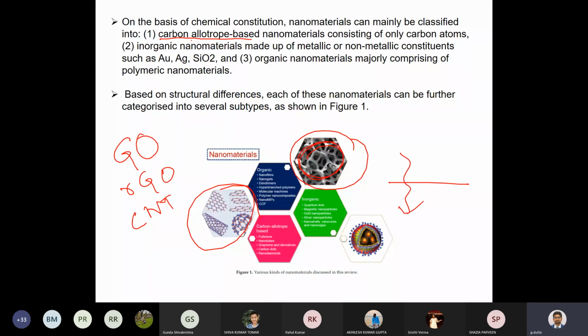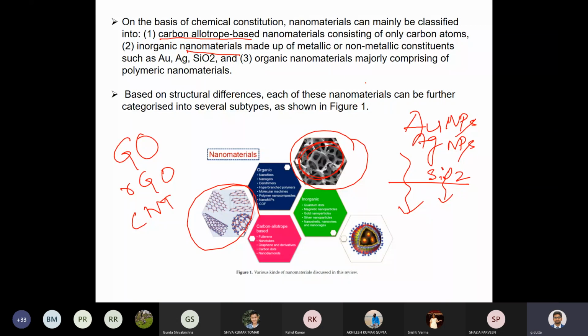Also, there are inorganic nanomaterials, which are metallic or non-metallic. Metallic means like gold. Gold we denote as Au, right? Gold nanoparticles we can use. We can use silver nanoparticles. And also non-metallic ones like silicon dioxide, SiO2 nanomaterial. Sometimes we can use this.